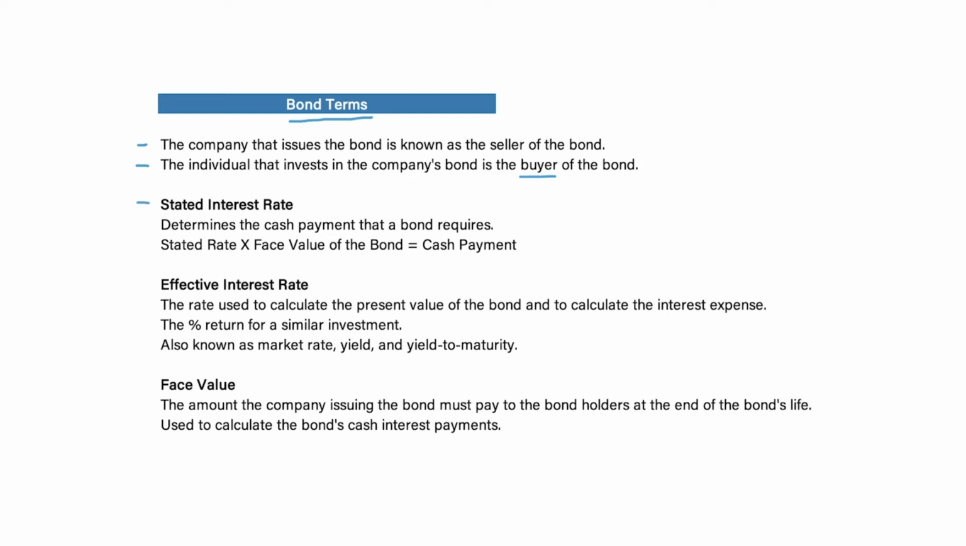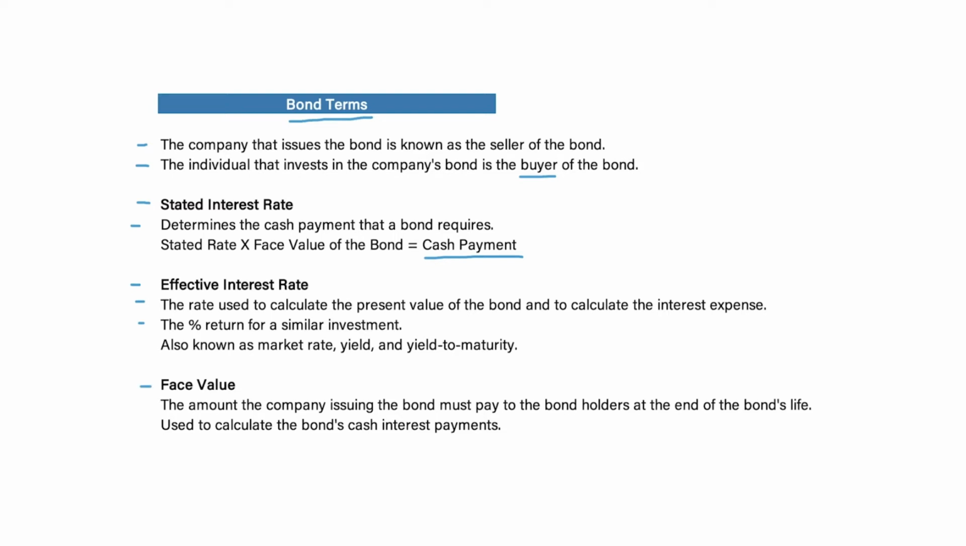So what is the stated interest rate? This is the rate that determines the cash payment that a bond requires. So our cash interest payment each year is going to be the stated rate times the face value of the bond. What is the effective interest rate? This is the rate used to calculate the present value of the bond and to calculate the interest expense. This is the percentage return for a similar investment. Sometimes this is known as the market rate or yield to maturity.